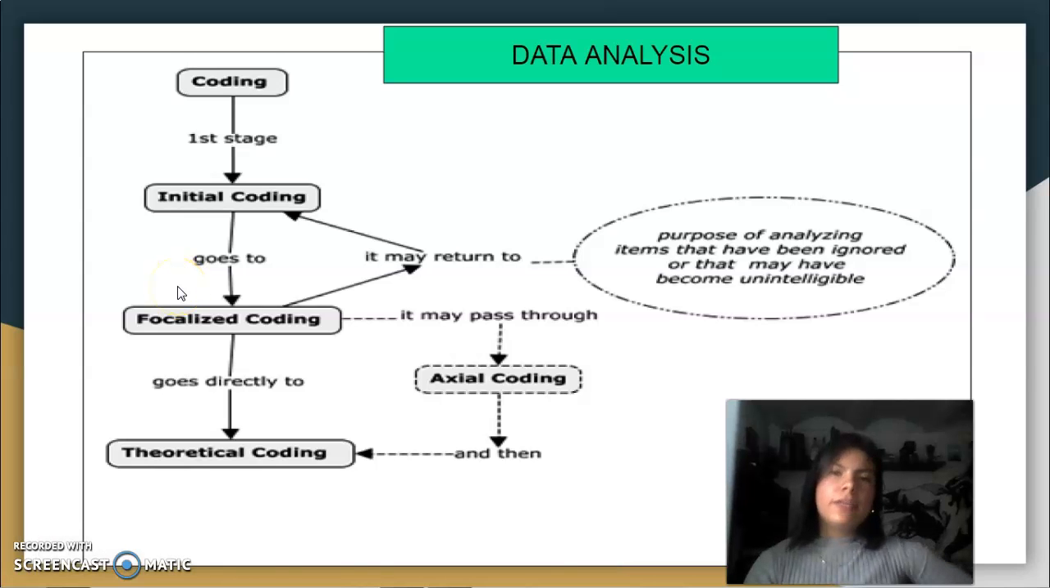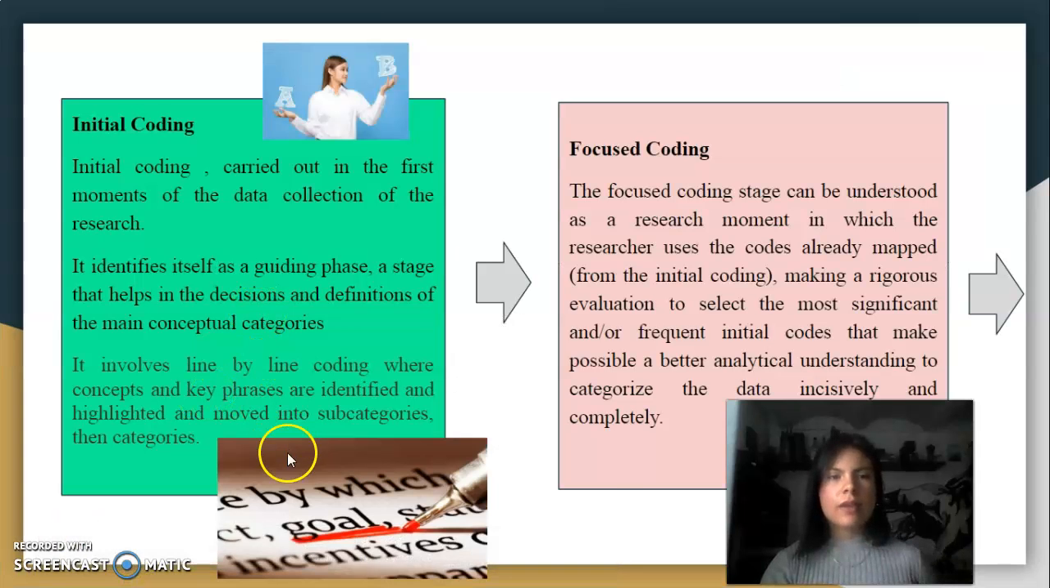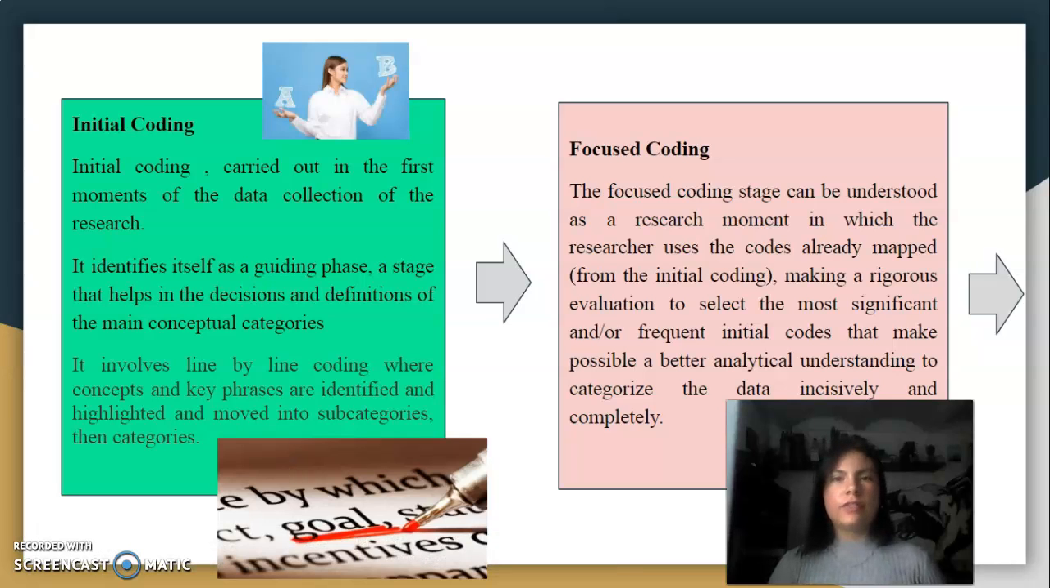The next step is data analysis, and here we have four stages. The first one is initial coding, and it's connected with the second stage, which is focus coding. Here, the information is constantly compared to verify if all data fit into the specific category.